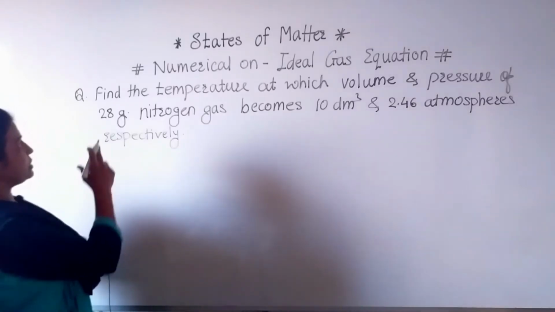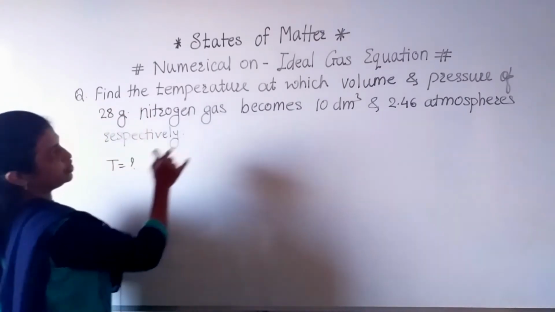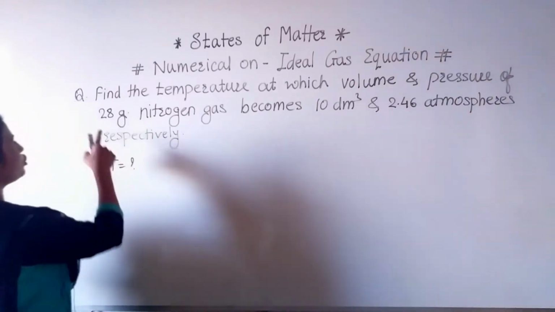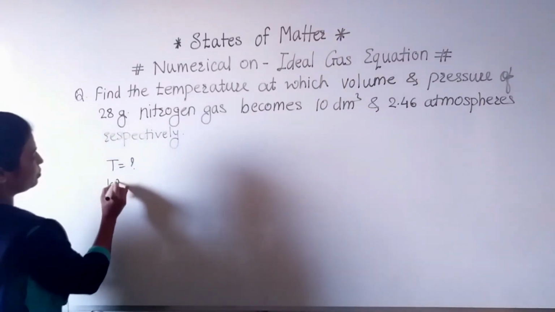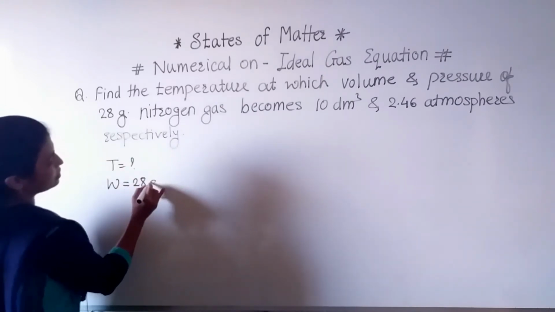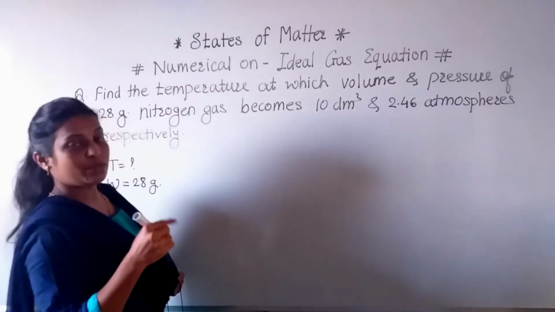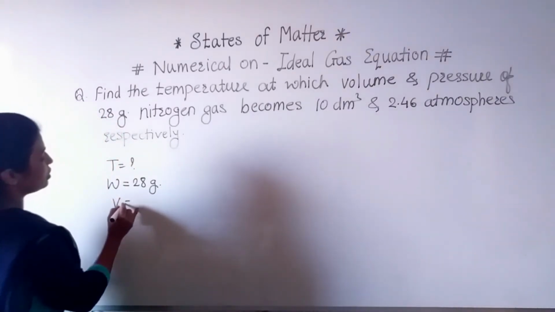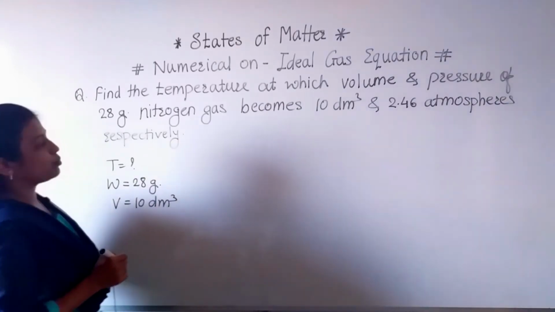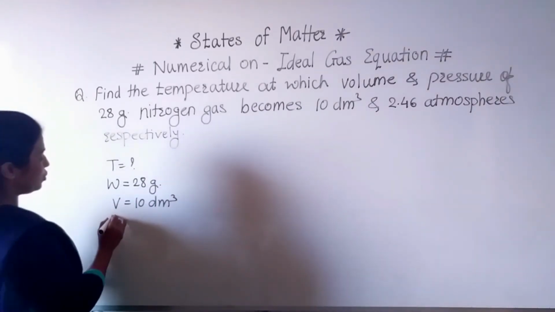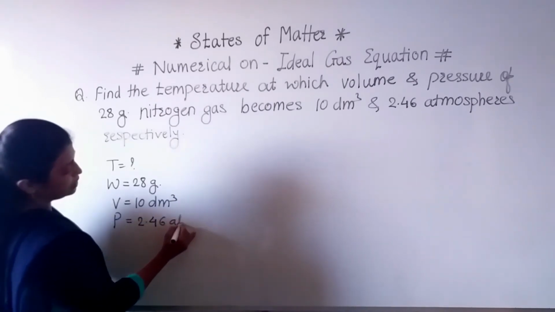In this example, see, find the temperature. What we have to find out? We have to find out the temperature at which the volume and pressure of 28 gram, here weight is given so we will write W, it is 28 gram, of a gas becomes 10 decimeter cube. Volume is 10 decimeter cube, and 2.46 atmospheres, which is pressure. So pressure is also given, that is 2.46 atm.